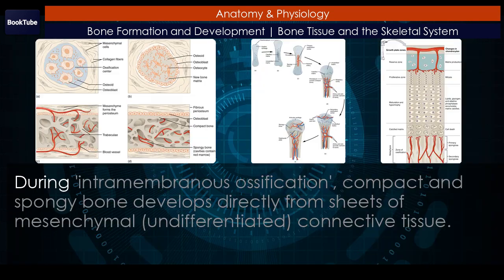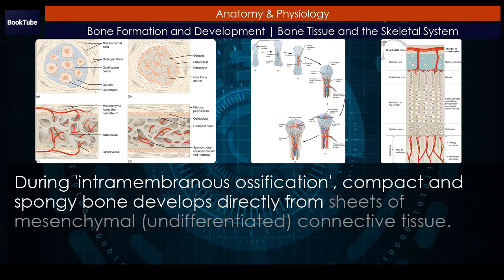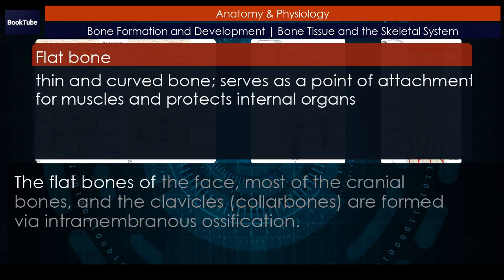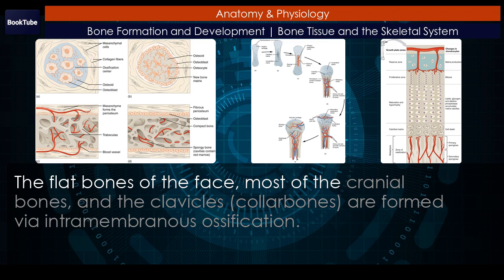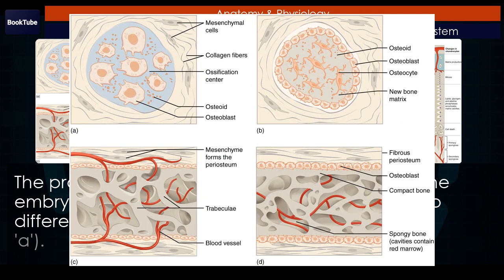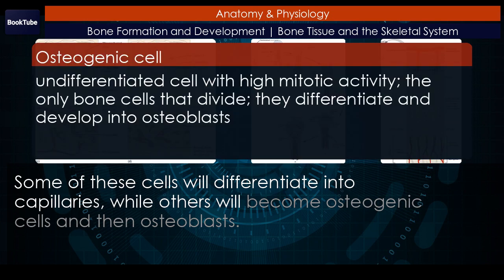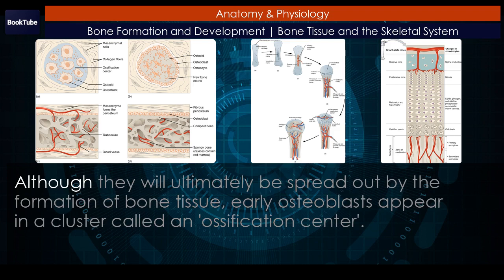Intramembranous ossification. During intramembranous ossification, compact and spongy bone develops directly from sheets of mesenchymal, undifferentiated connective tissue. The flat bones of the face, most of the cranial bones, and the clavicles, collarbones, are formed via intramembranous ossification. The process begins when mesenchymal cells in the embryonic skeleton gather together and begin to differentiate into specialized cells. Figure 1a. Some of these cells will differentiate into capillaries, while others will become osteogenic cells and then osteoblasts, although they will ultimately be spread out by the formation of bone tissue.